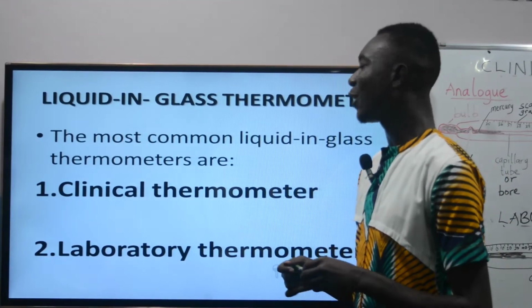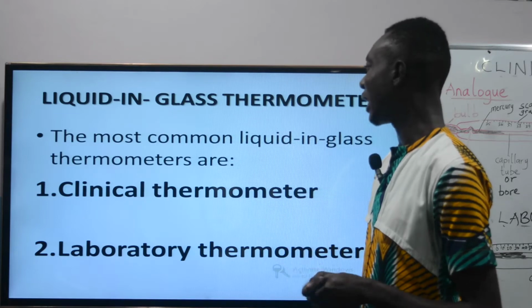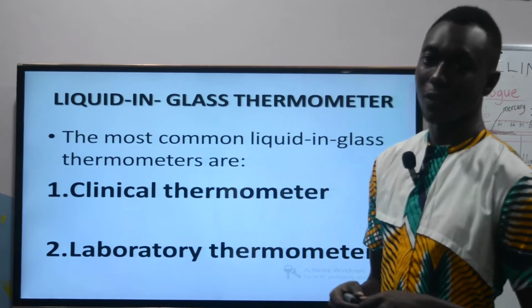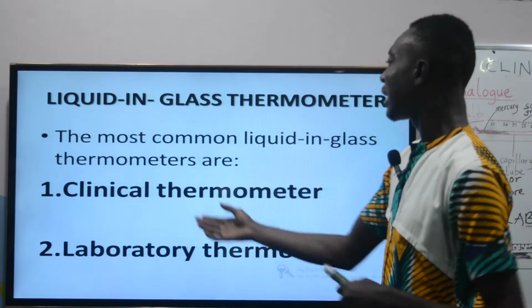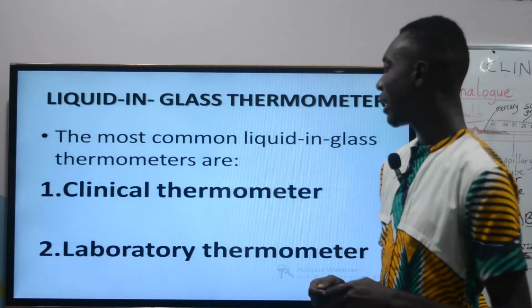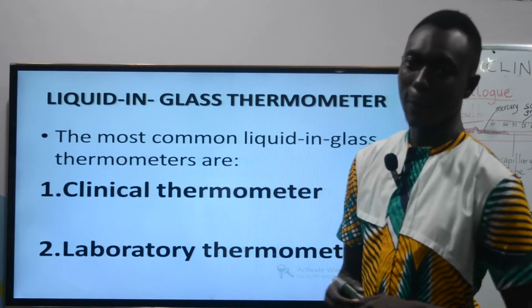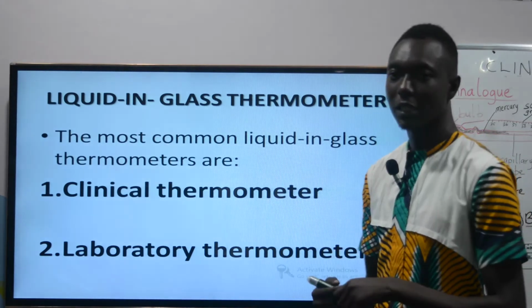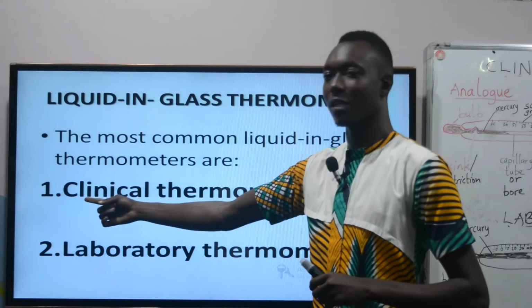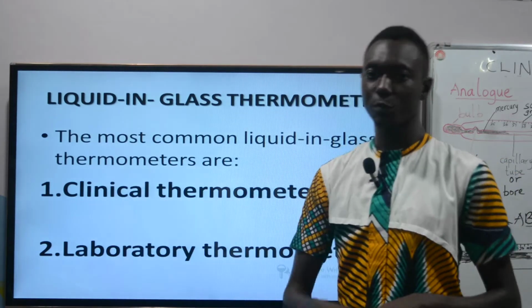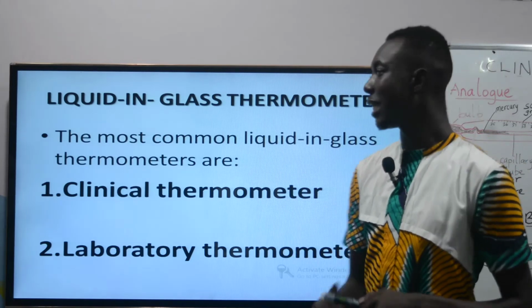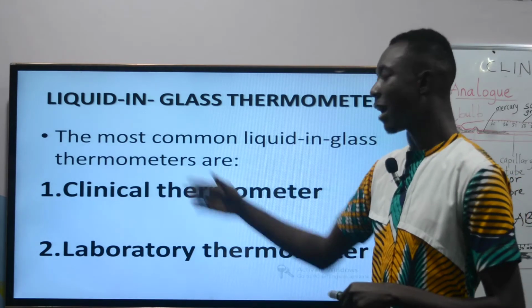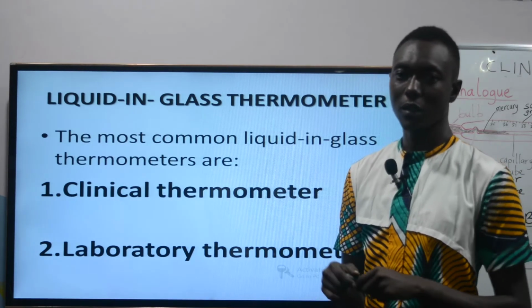What is a liquid in glass thermometer and how does it look like? The most common liquid in glass thermometers that we know are clinical thermometer and laboratory thermometer. I repeat, clinical thermometer and laboratory thermometer. Take note of these words, clinical and laboratory, because you are going to use them a whole lot. It doesn't mean these are the only liquid in glass thermometers we have, but these are the most common ones we can talk of.